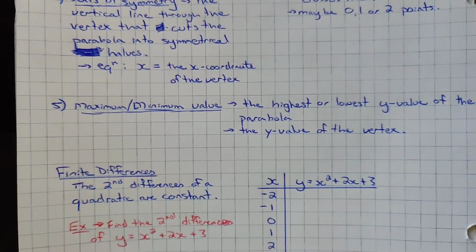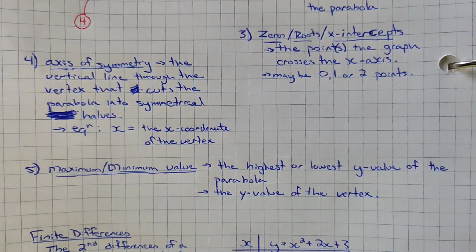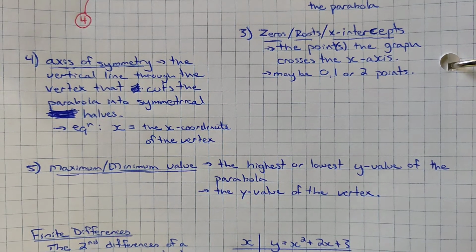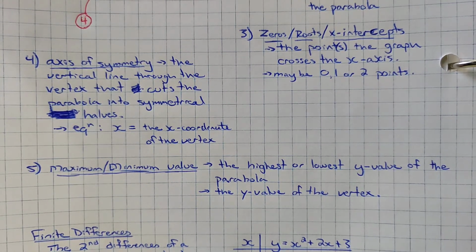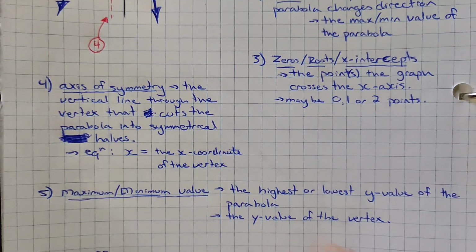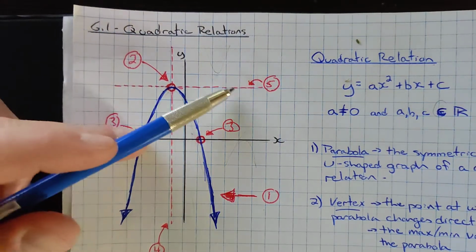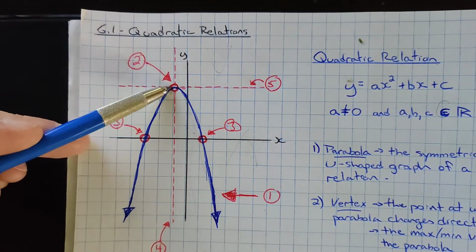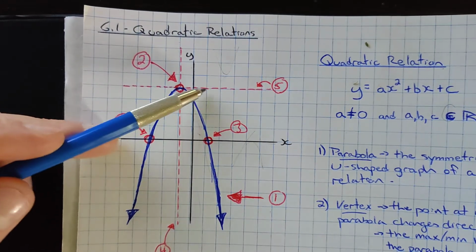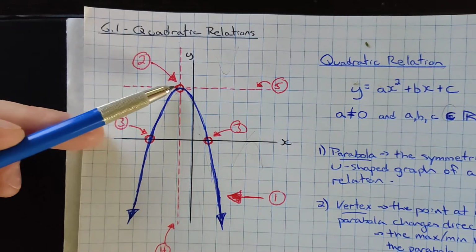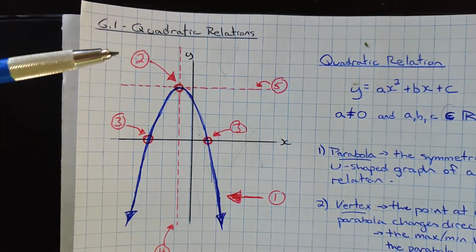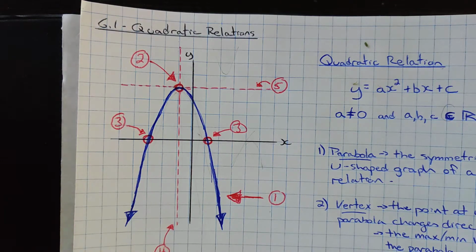And then finally, the other key, and kind of connects back to the vertex, is that maximum or minimum value, the highest or lowest y value of the parabola. So it just takes the y value of the vertex. If we look at this one here, the y value of the vertex is going to be 1, 2, 3, 4. So it is a maximum value at 4. It's maximum because it's the highest point. Again, if the graph opened the other way and opened upwards, then it would be the minimum point.